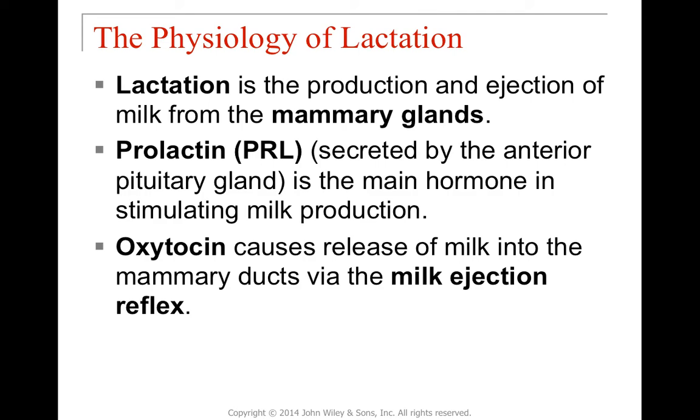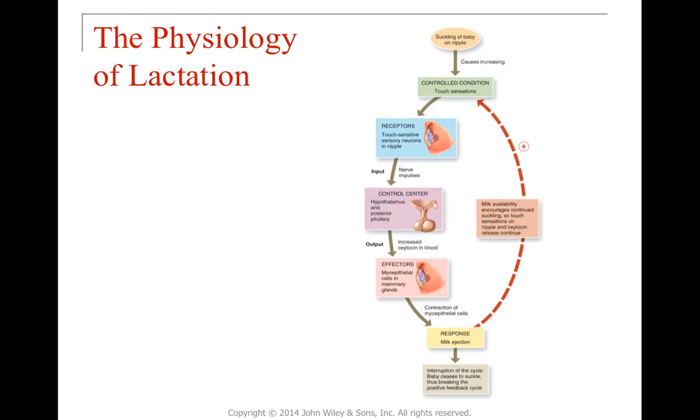Prolactin is going to be a hormone that's secreted by the anterior pituitary gland and is going to be responsible for stimulating milk production. We also have another hormone called oxytocin. You may have heard of it as the love hormone, and this causes milk to be released from the mammary ducts via something called the ejection reflex, the milk ejection reflex. And this here is the physiology of lactation.